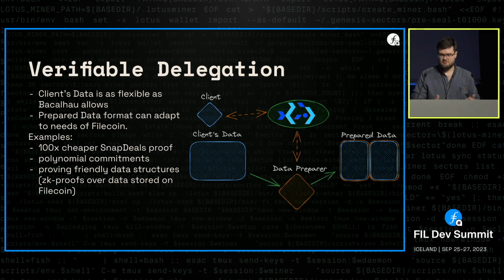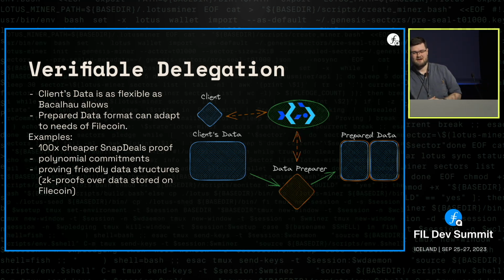So client's data is as flexible as Bacalhau can fetch and compute over. And prepared data format can adapt to the needs of Filecoin. For example, a few of those adaptations either didn't happen or will be hard to do without the clear separation. Initially, the way we calculated the cost of Snapdeals proof was 100x cheaper than it is today. But we forgot about one detail, the CommD uses SHA function. And the cost of Snapdeals proof increased 100x because of that one decision that was made in the past, right?